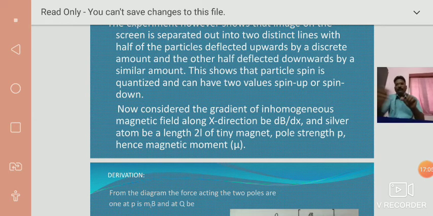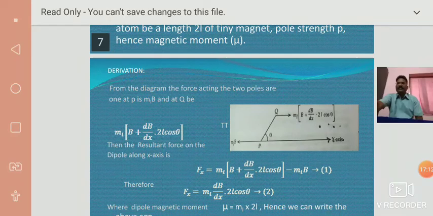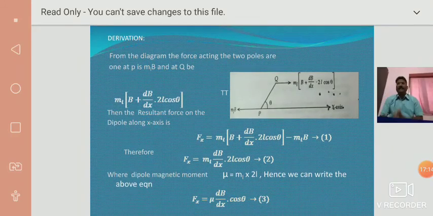At one pole, the pole strength becomes P, and hence the magnetic moment becomes mu. Therefore, the derivation can be applied. Look at the diagram and observe carefully. Here in the diagram, PQ is a silver atom of length 2L. Observe how we can display the actual path of the silver atomic beam. That should appear on a photographic plate as a loop, that is, a double strip.